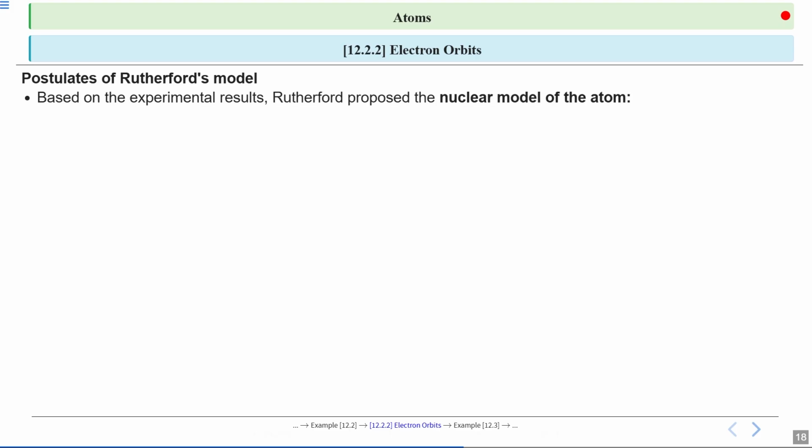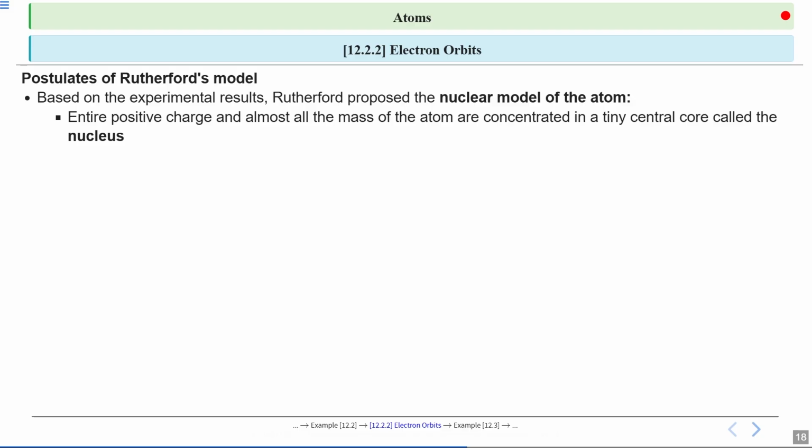Based on his experiments, Rutherford suggested a new way to think about atoms, called the nuclear model. First, Rutherford proposed that almost all the mass of the atom and its entire positive charge are concentrated in a tiny central region called the nucleus. This means the nucleus is extremely small compared to the overall size of the atom, but it contains nearly all the atom's mass. For example, if an atom were the size of a football stadium, the nucleus would be like a small marble at the center.